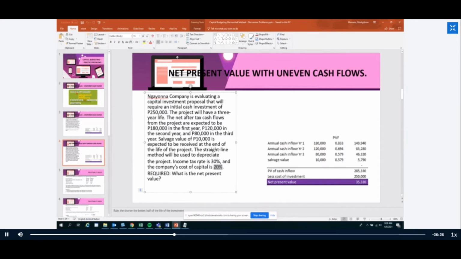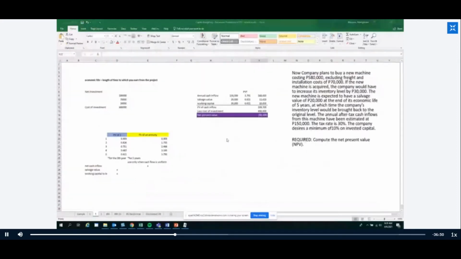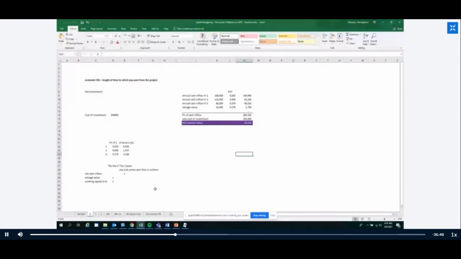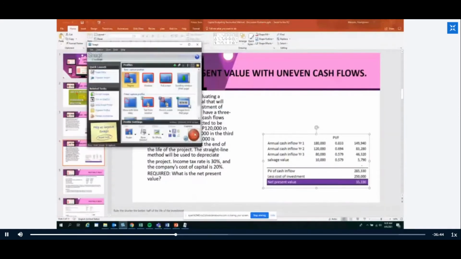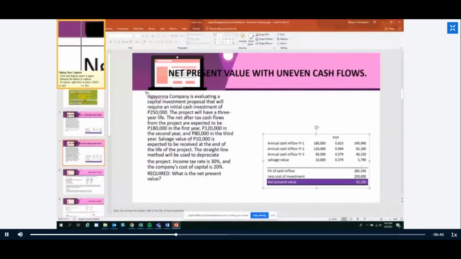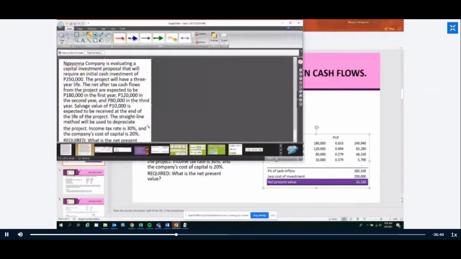O sige, nandito na ulit yung solution pero isa-isahin natin. Punta ako dun sa problem number 2. Kunin ko lang yung problem para focus tayo sa solution.